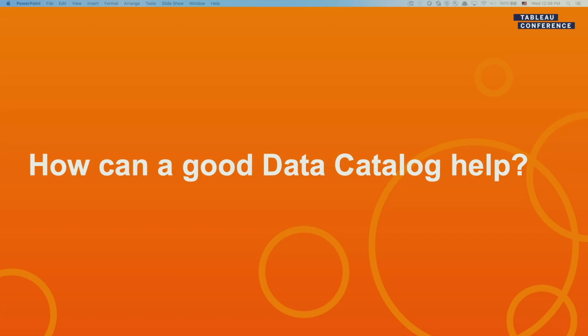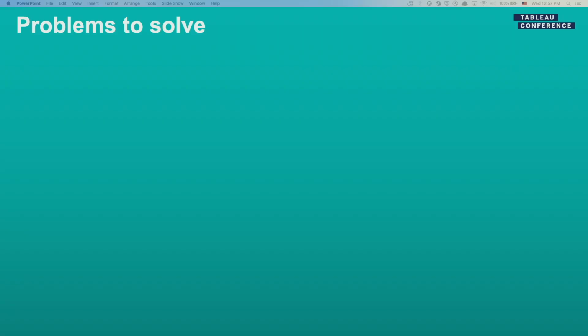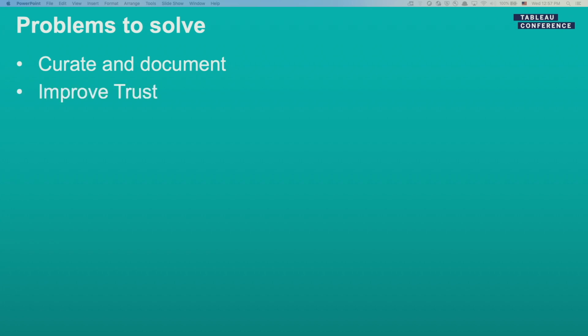How can a good data catalog help? You already heard about some of the problems, and I think a lot of them sound familiar to you. So let's go through them. Curate and document. Yes, a good catalog should have some capabilities for curation and documentation of the metadata. Improving trust. If it's well documented, the trust is there, and then if you can see what's behind your dashboard, again, you can trust the data.